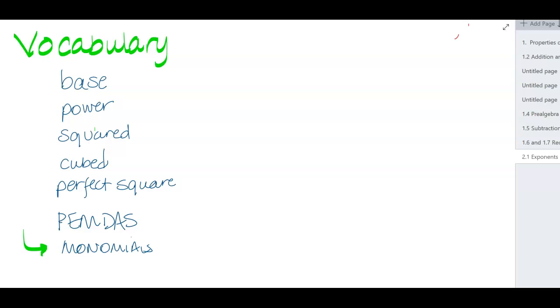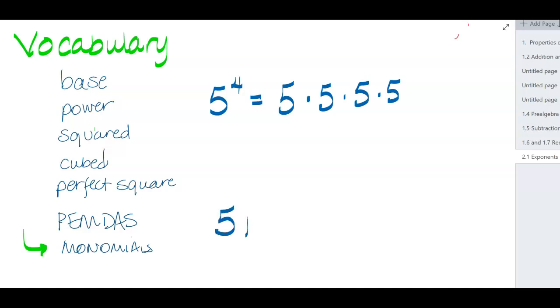Let me start with this. Suppose I gave you 5 to the 4th power and I asked you to evaluate that. I highly suggest for the first week that you actually expand that, which is 5 times 5 times 5 times 5, because there is this tendency to multiply 5 times 4. That's repeated addition. 5 times 4, can I show you?